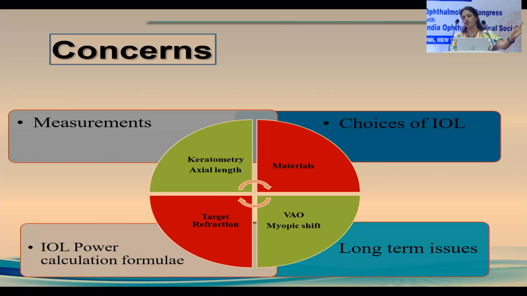Besides this, the formula issues which I've talked about are one important issue, the choice of the IOLs, and the measurement issues, which are very, very difficult. The younger the child, the bigger the problem. The third major issue is the growth of the eye which takes place with time, or the myopic shift, along with visual axis opacification. So what target refraction you are supposed to aim for is again very, very difficult to decide.